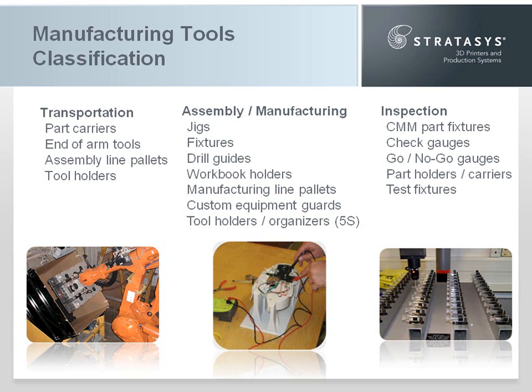Manufacturing line pallets, in addition to transporting parts, can also be used to hold them during assembly. And then custom equipment guards and even 5S tools or organizational tools.